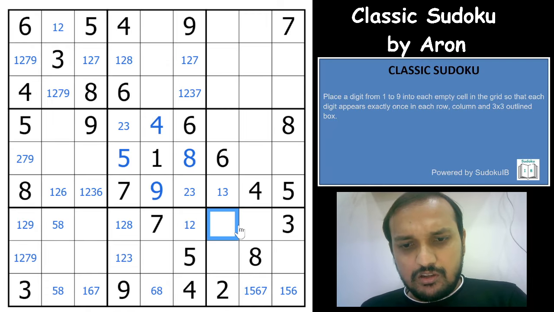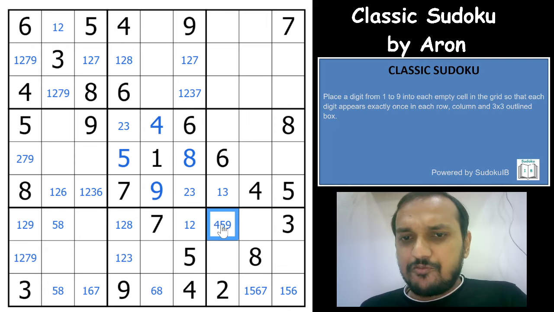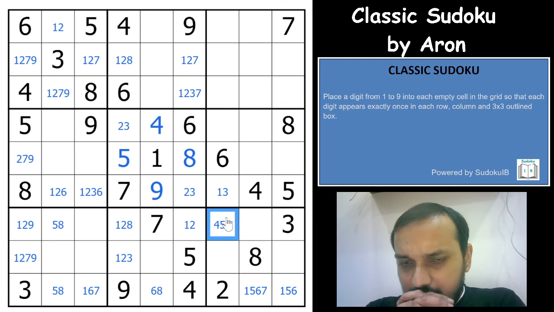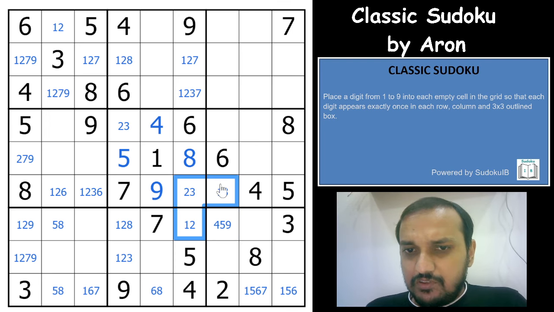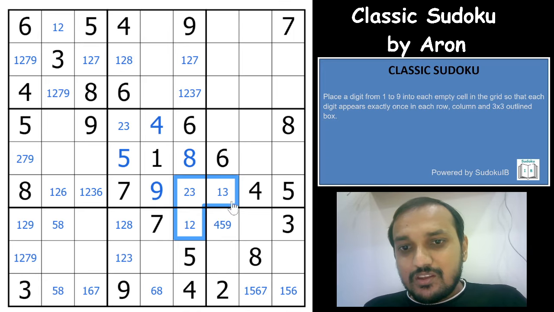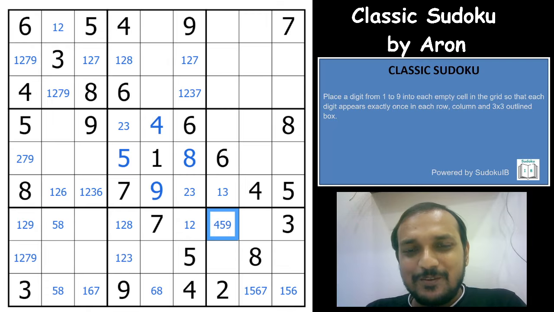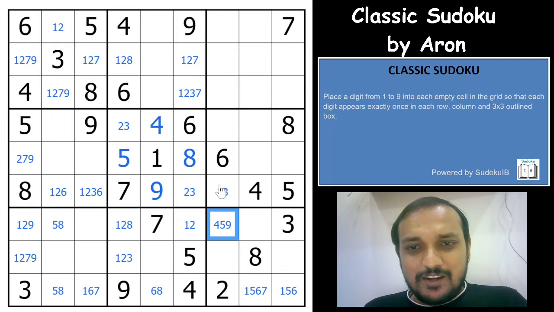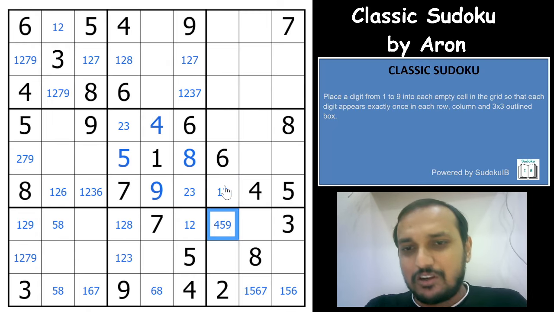So what do we have here? 4, 5 and 9, right? We eliminate 1 from this cell. But does that give us anything? So of course finding this XY wing is the most important thing in this Sudoku, but eliminating 1 from this cell was not at all important. How amazing this Sudoku is, as you can see here, as I said, finding this XY wing was the most important thing for this Sudoku, but eliminating 1 from this cell was not at all important.